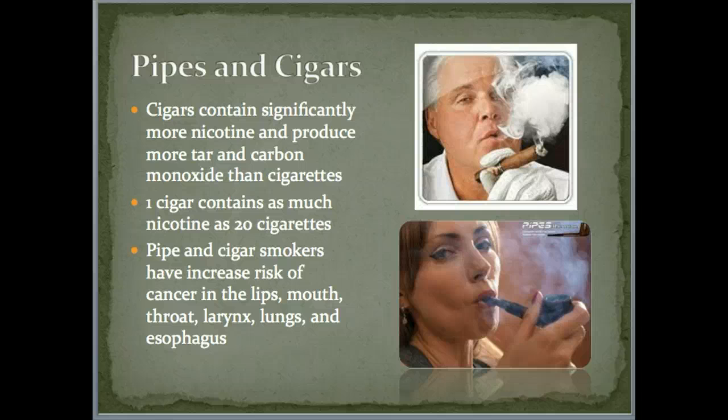Pipe and cigar smokers have increased risk of cancer in the lips, mouth, throat, larynx, lungs, and esophagus. Mostly because pipe and cigar smokers don't habitually or routinely inhale the smoke all the way into their lungs. They typically inhale it into the back of their throat, into their mouth, and then exhale or blow it out when they're ready. It's much too harsh a smoke to bring all the way into your lungs. Now, naturally, someone's going to get in there and it can cause problems, but the problems are going to be more related to around the mouth, throat, and esophagus.